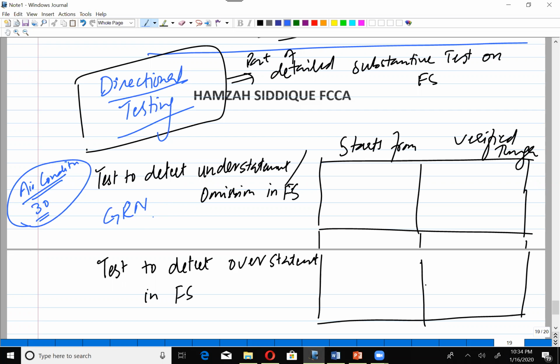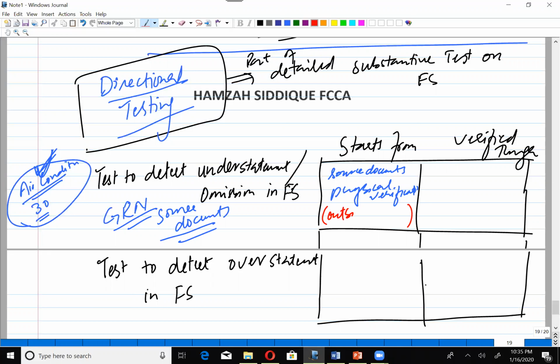Purchases are understated. So the test starts from, you see here, source documents, which are not part of financial statements. From source documents, or physical verification, the test starts from outside the accounting record, because these two things are not part of the accounting record. Then I verify through financial statements or accounts.